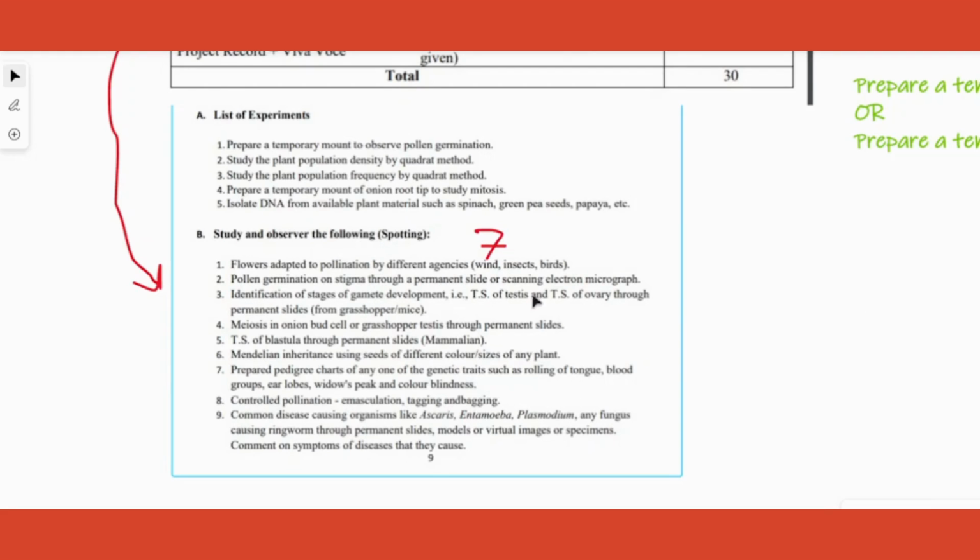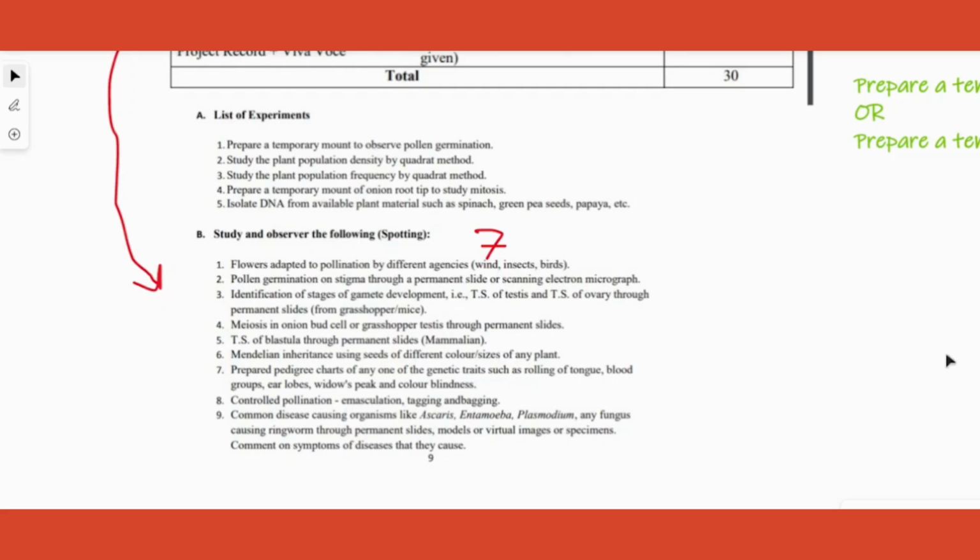Third one is either testis or ovary. If you have not gone through it, it is difficult to identify. So what you do is, like I said, please go back, check it, and draw it in your notebook, noting what color it is and what its shape is. That is the easiest way to identify which is testis and which is ovary. Next one is meiosis.